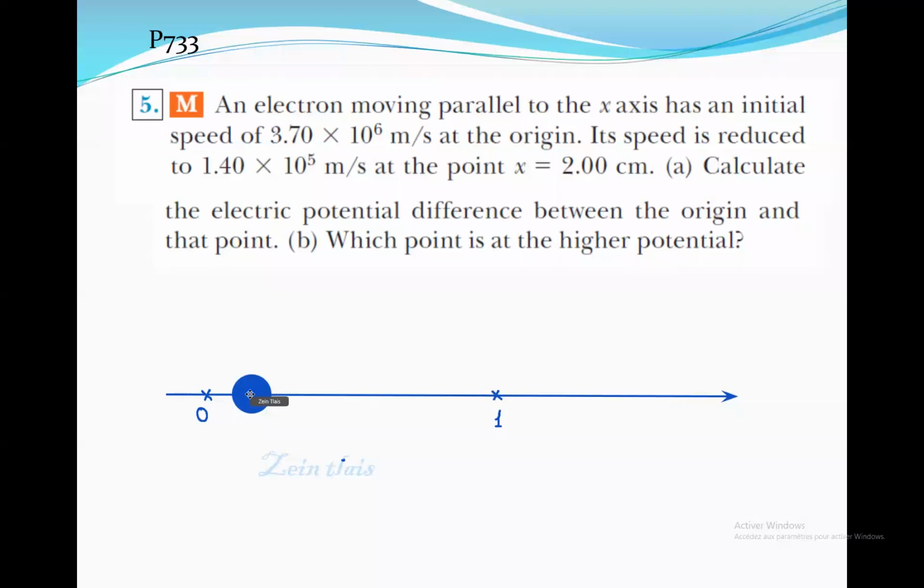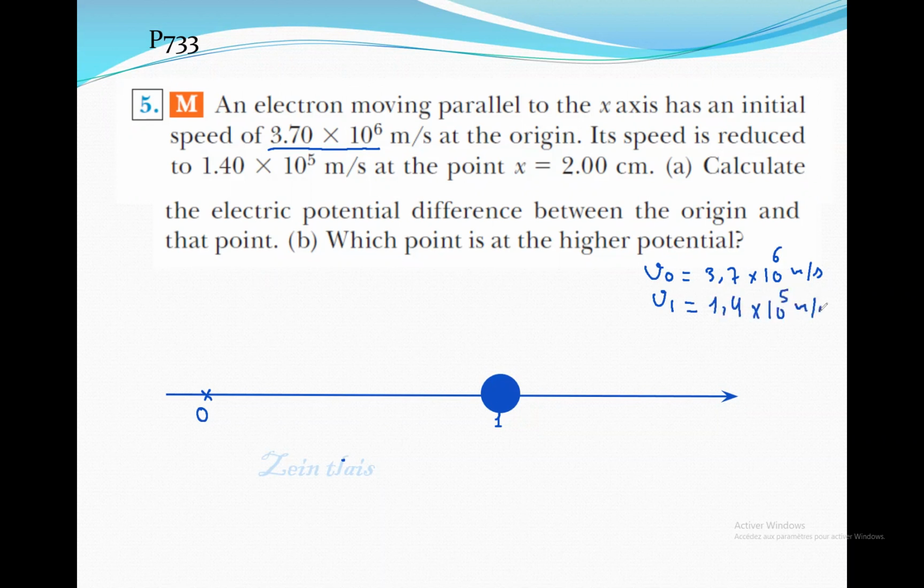And this electron at O has a velocity equal to 3.7 times 10 to the power 6 meters per second. V0 equals 3.7 times 10^6 m/s. And this speed is reduced at point 1: V at point 1 equals 1.4 times 10^5 m/s.